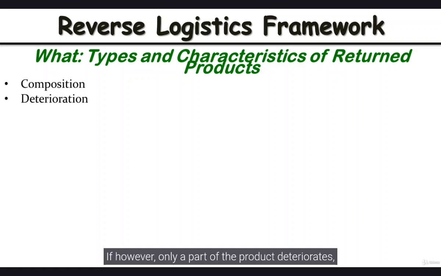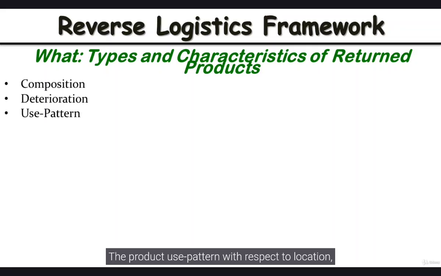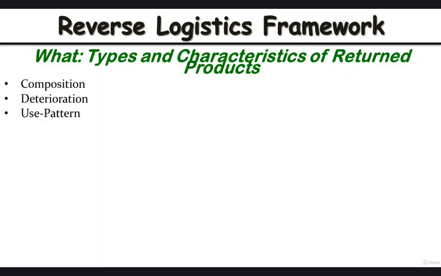If, however, only a part of the product deteriorates, then other recovery options like repair or part replacement or retrieval may be considered. The product use pattern with respect to location, intensity and duration of use is an important group of characteristics as it affects, for instance, the collection phase. It will make a difference whether the end user is an individual or an institution, bulk use demanding different locations for collection or different degrees of effort from the end user.